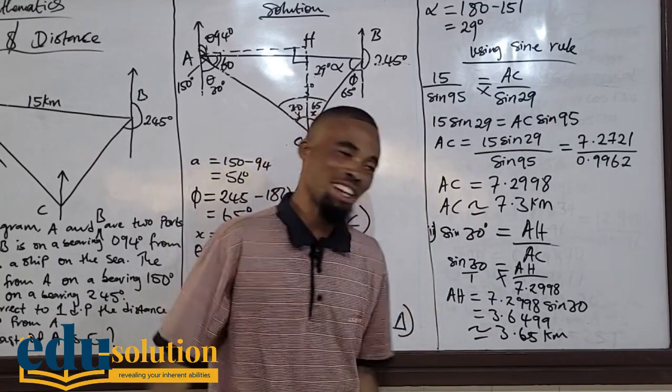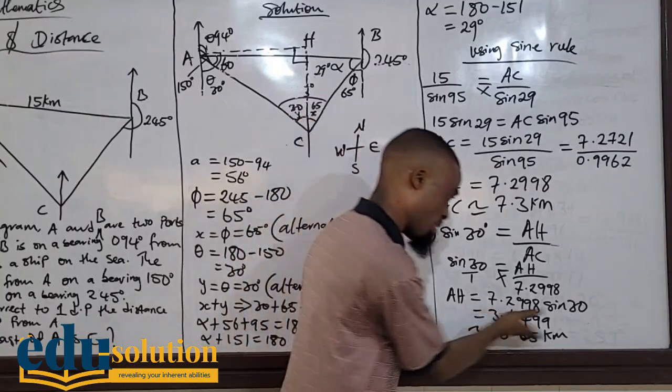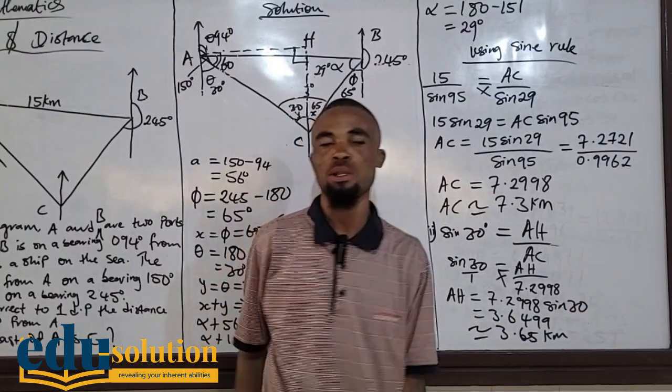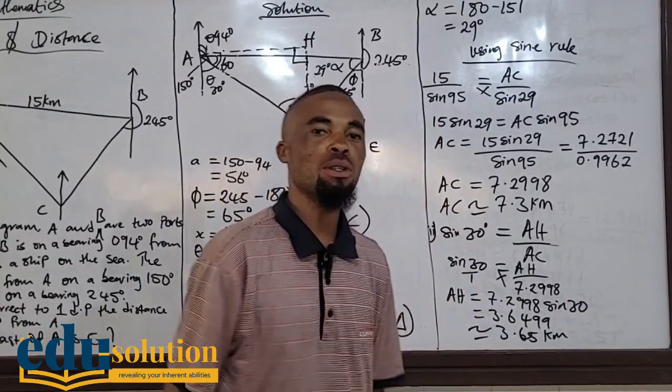So that's the answer, 3.65. You can leave your answer like this, but put the unit there, which is kilometers. So 3.65 kilometers. So that's it.